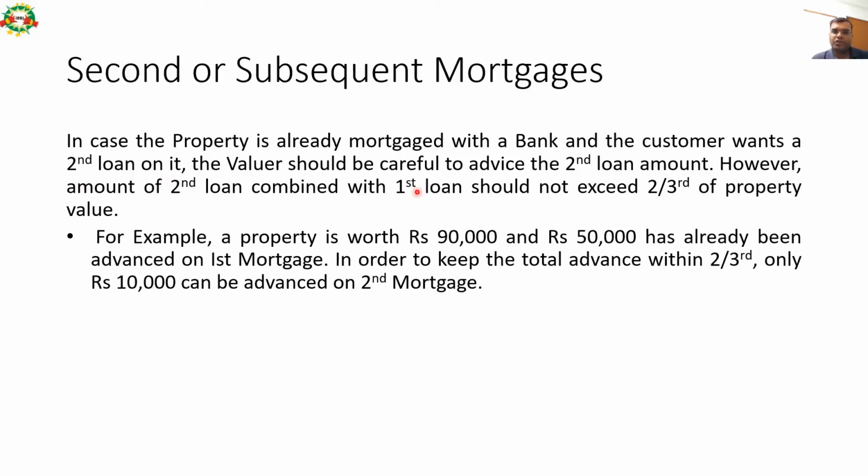In case the property is already mortgaged with the bank and the customer wants a second loan on it, the valuer should be careful to advise the second loan amount. The amount of the second loan combined with the first loan should not exceed 2/3 of the property value. For example, a property is worth 90,000 rupees and 50,000 rupees has already been advanced on first mortgage. In order to keep the total advance within 2/3, only 10,000 rupees can be advanced in the second mortgage.